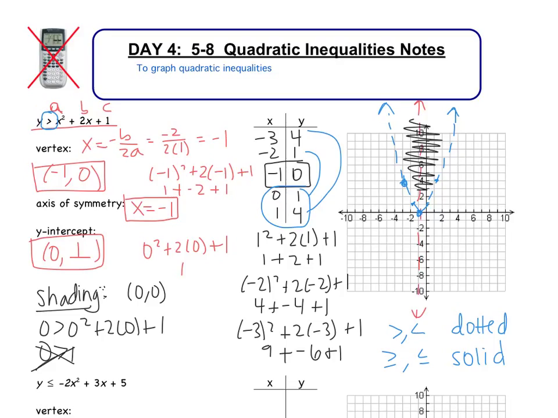So that was example number 1. Again, really all that's different is the dotted or the solid line and the shading. Everything else should be the same as from section 1 when we graphed in standard form. Let's do one more together, and then you all can do one on your own.